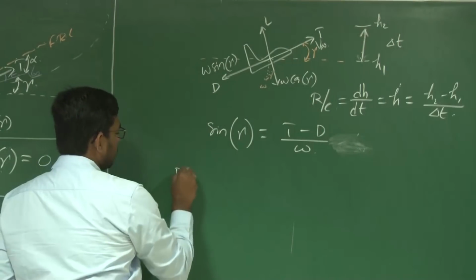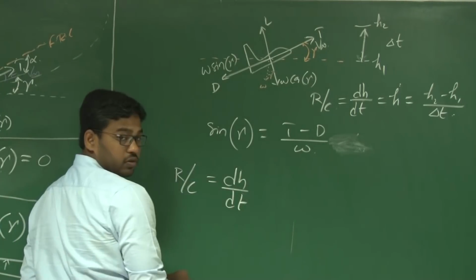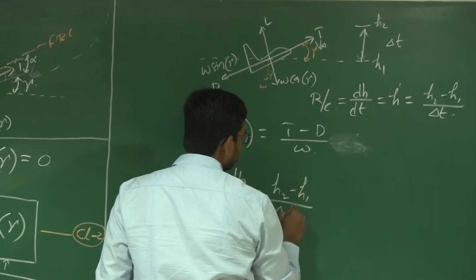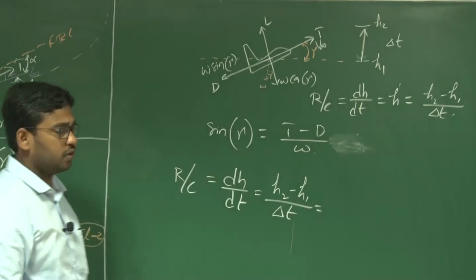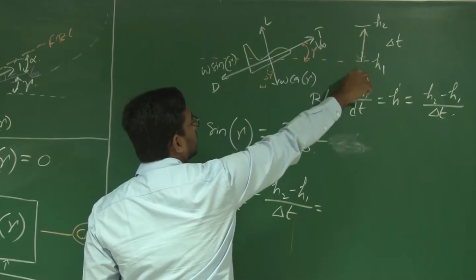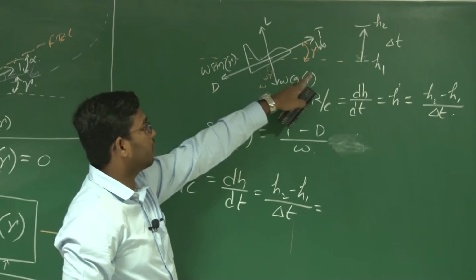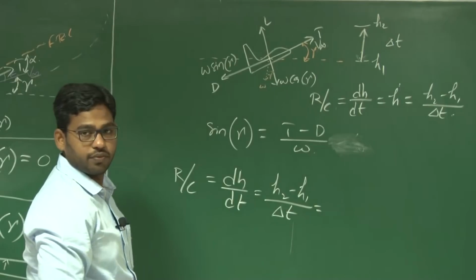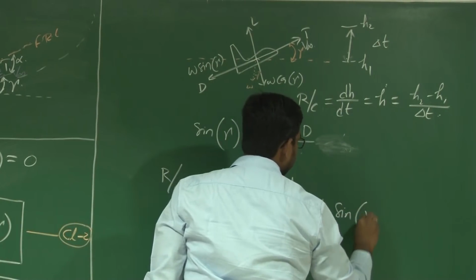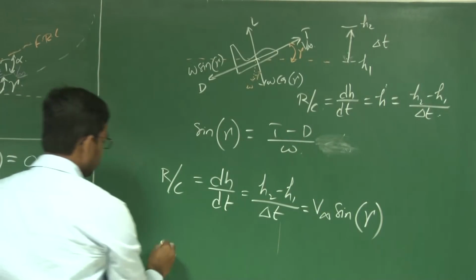We defined rate of climb, which is the vertical velocity, as h2 minus h1 by delta t. So this V infinity has a component along the vertical direction. Since we are climbing at an angle gamma, the component along this vertical axis is V infinity sine gamma. So what is sine gamma?